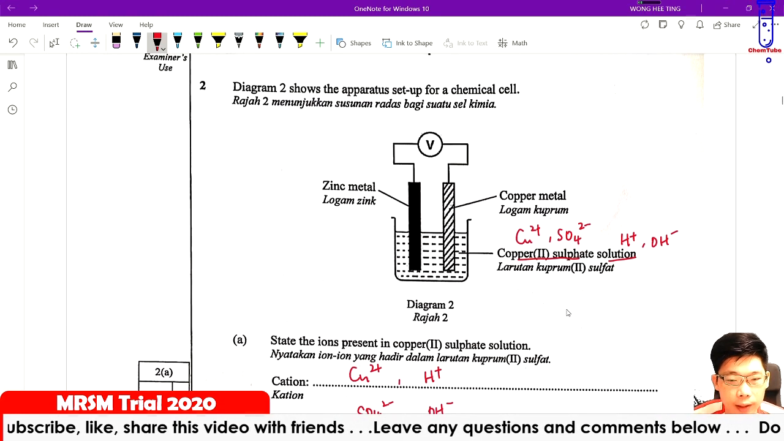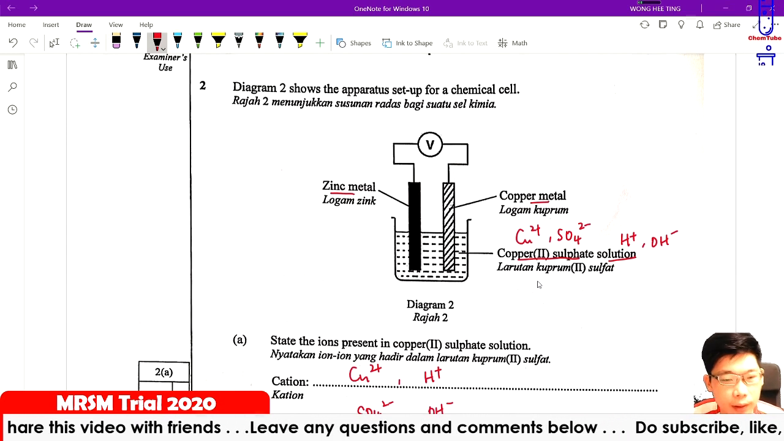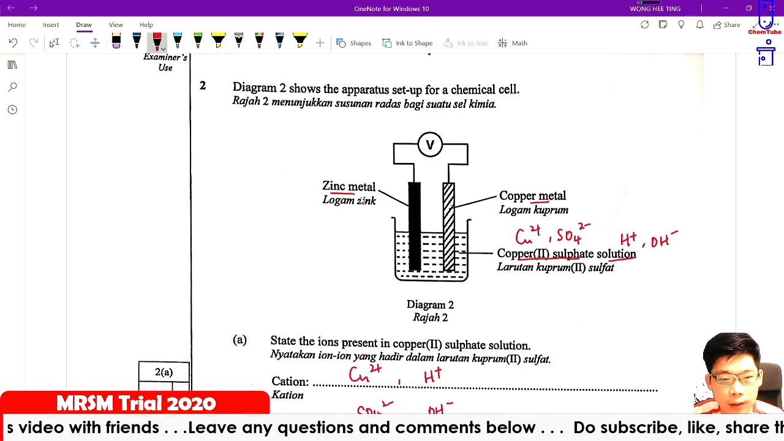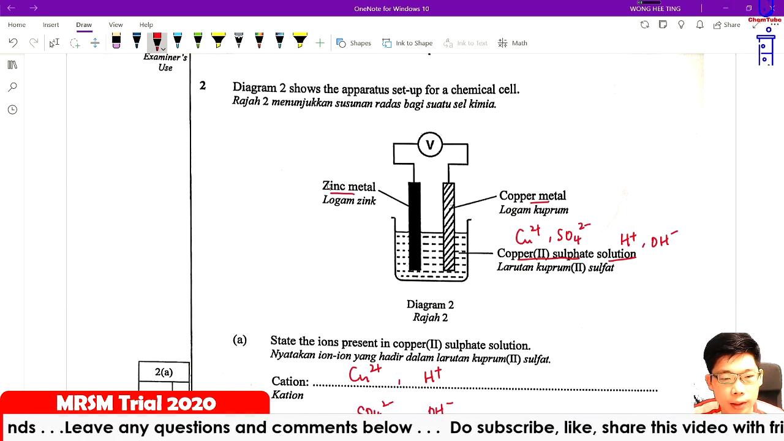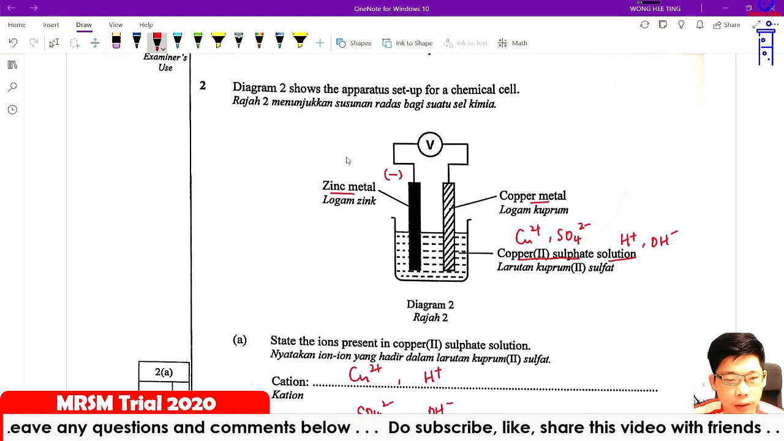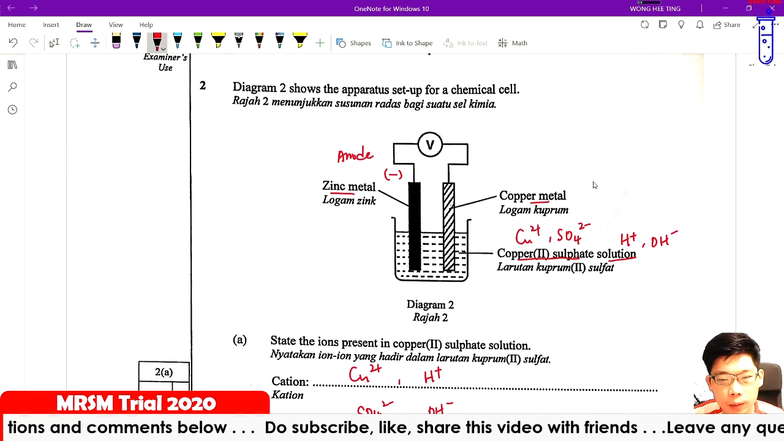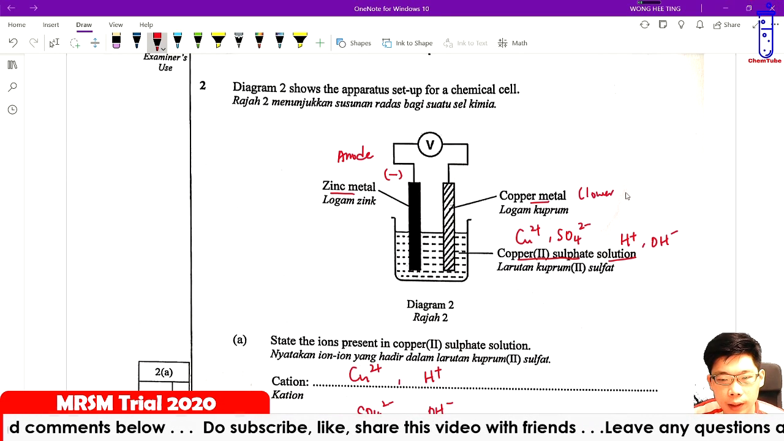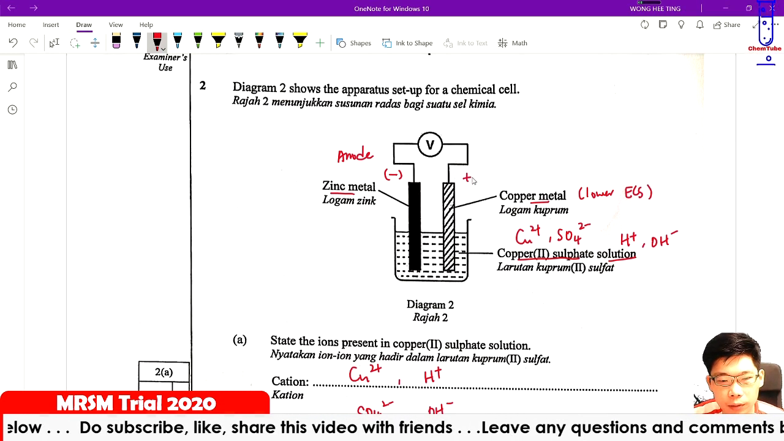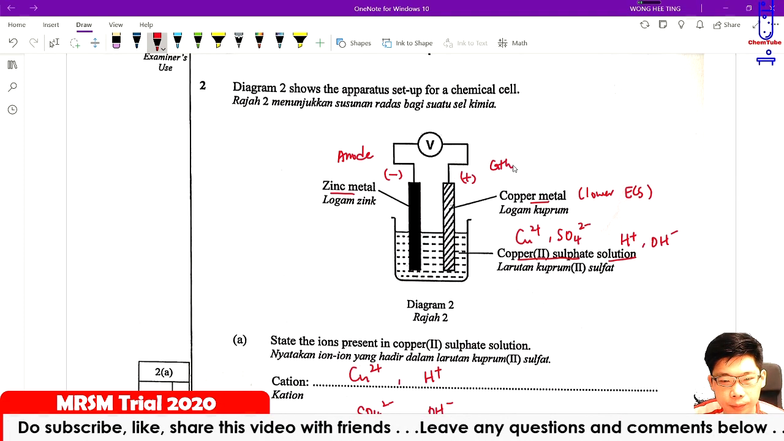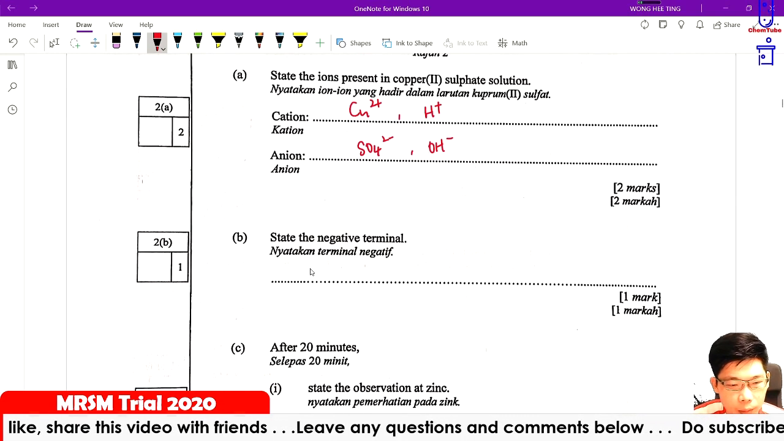So state the negative terminal. Now we look at here. We compare the zinc and the copper in the electrochemical series. So we know that zinc is located at a higher position in the electrochemical series. So zinc becomes the negative terminal, or called anode. Then copper is located lower in the ECS, so it becomes the positive terminal, the cathode. So the negative terminal would be zinc.